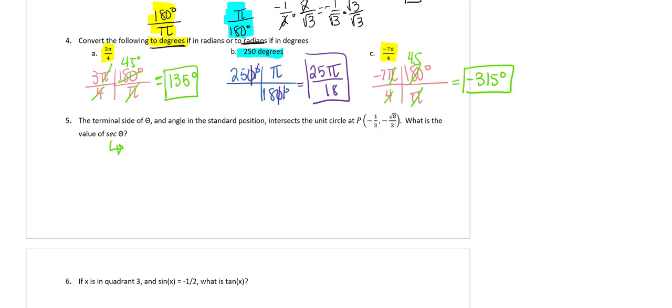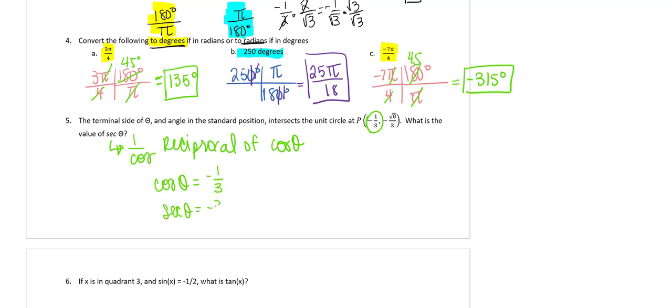Okay, so I know secant is the reciprocal of cosine, or whatever my cosine value is. Cosine is my x value, so I know cosine of theta is negative 1 over 3. That means secant of theta is going to be negative 3 over 1. Or if I work this out as 1 over negative 1/3, that is 1 divided by negative 1/3. You flip and multiply, and we get the exact same thing, negative 3.